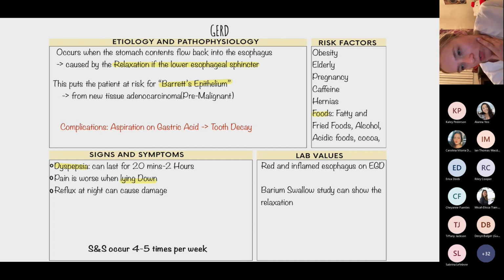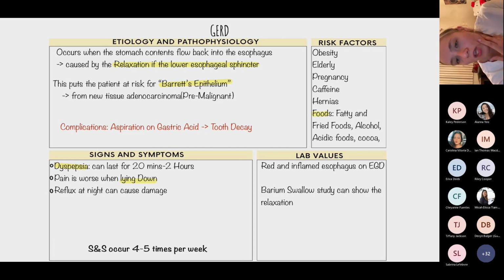Why is this a concern? Well, when we have erosion, we have cell tissue changes. What do we know about these changes? People that have cell dysplasias are at increased risk for developing cancer of the area, and that's what we call Barrett's epithelium.